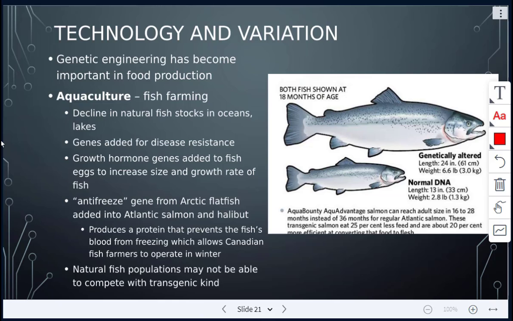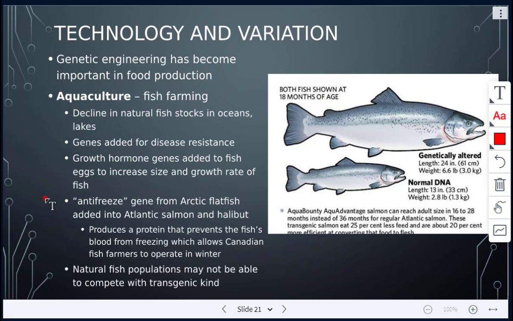how has genetic engineering become important in food production? So this example is aquaculture, which is fish farming. So there has been a steady decline in natural fish stocks in oceans and lakes. So with the use of genetic engineering, genes have been added, for example, for disease resistance. Growth hormone genes can be added to fish eggs to increase their size and growth rate.